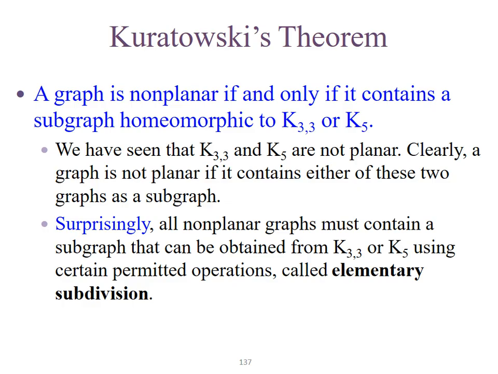But here we have a keyword: homeomorphic to K3,3 and K5. So actually it's not restricted to subgraphs; it applies to a wider range of cases. So let's see the theorem. It tells us if we have K3,3 or K5 as a homeomorphic subgraph, then it's not a planar graph.